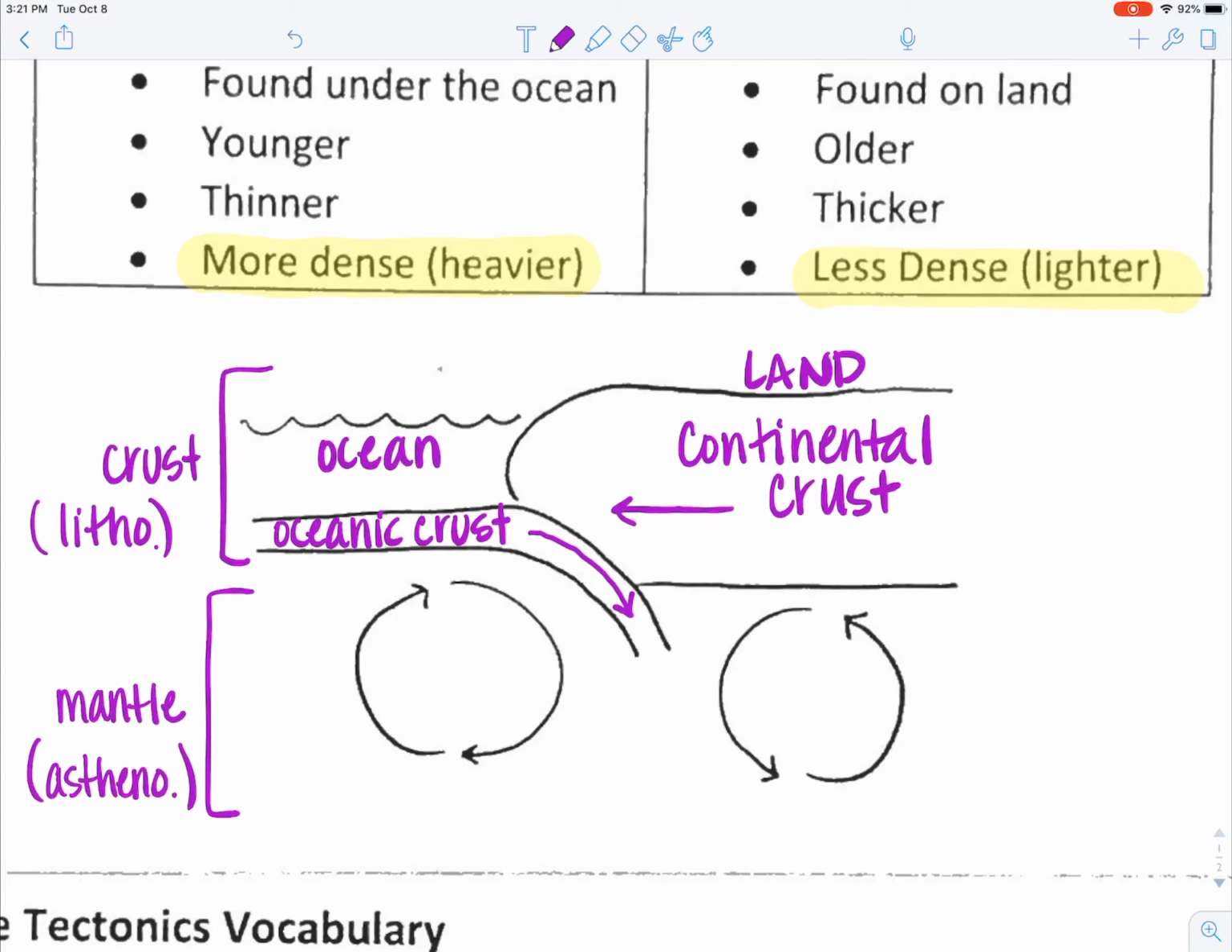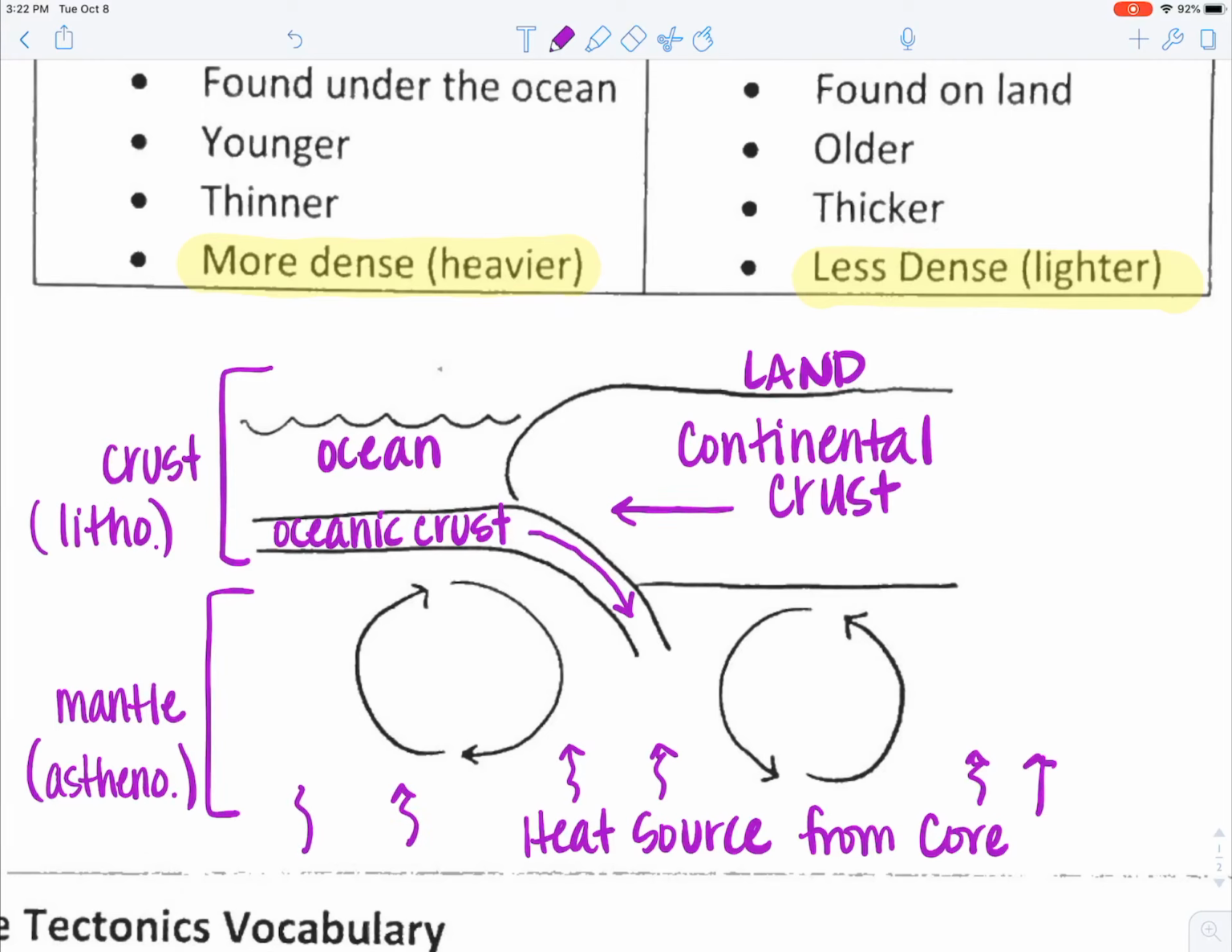Now notice these arrows that you see in the mantle or the asthenosphere. These are the convection currents that are moving. So I want you to think of a lava lamp. We have a heat source at the bottom. That would be the heat source from the center of the Earth. So we can say heat source from the core or the center. And that heat is going to be heating up all of this magma that we have in the mantle. That warm magma is less dense, so it's going to rise up towards the crust.